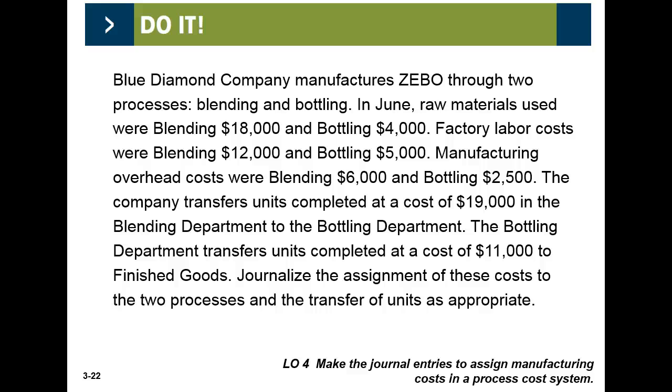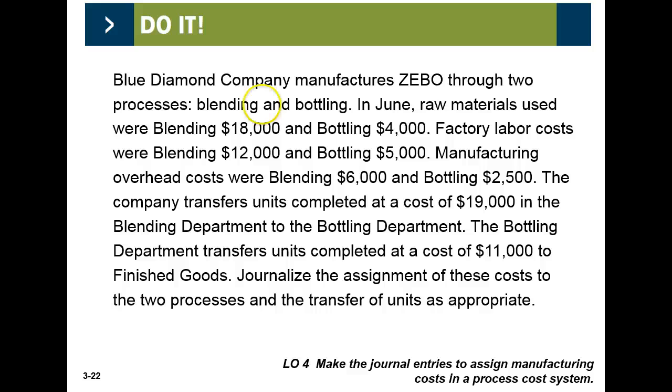Blue Diamond Company manufactures Z-Bowl through 2 processes, blending and bottling. In June, raw materials used were blending 18,000 and bottling 4,000. Factory labor costs were blending 12,000, bottling 5,000. Manufacturing overhead costs were blending 6,000, bottling 2,500. The company transfers units completed at a cost of 19,000 from the blending department to the bottling department. Bottling department transfers units completed at a cost of 11,000 to finished goods. Journalize assignment of these costs to 2 processes and transfer units as appropriate.